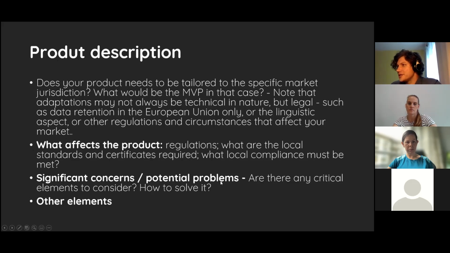Also, what are your concerns or potential problems? Are there any critical elements to consider? And maybe you are able to solve those problems in each market. For example, in my experience, I had this identity product, which allowed to sign documents digitally.